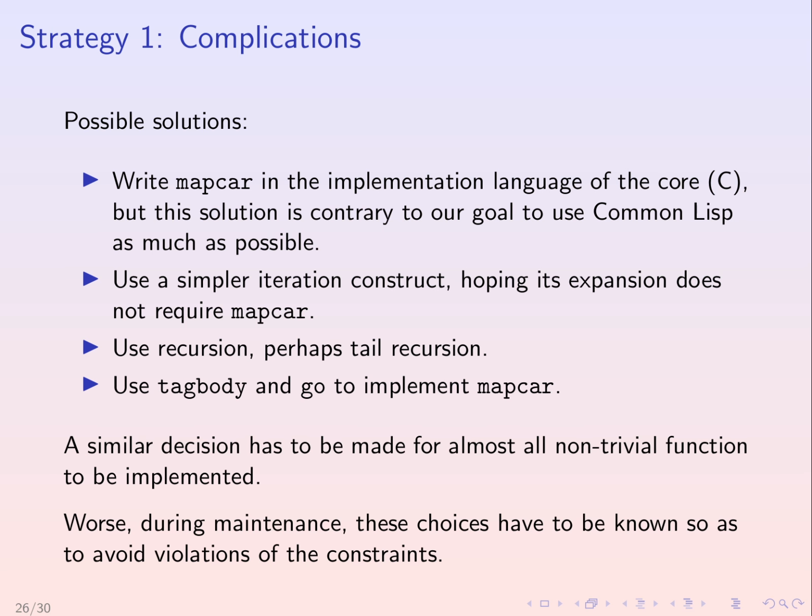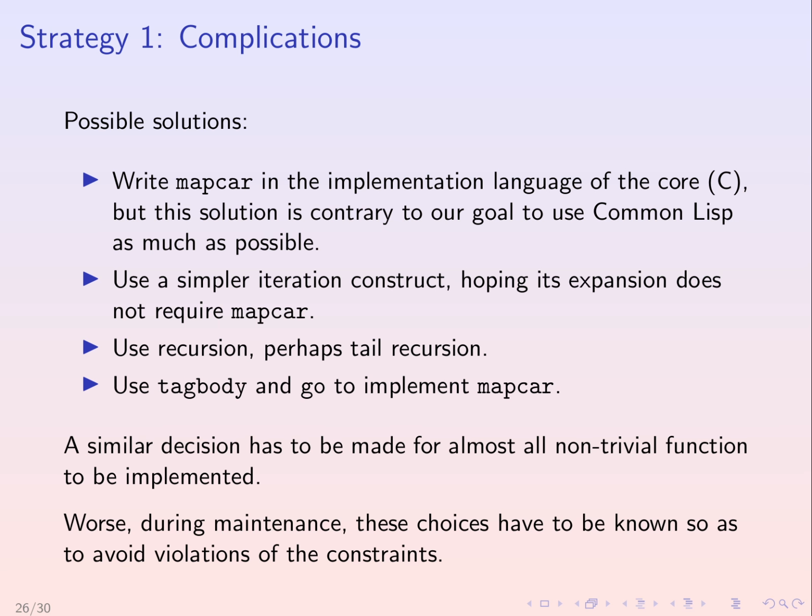Of course, each of these solutions is resulting in what I call unnatural code. So we would like for our code to be natural looking Common Lisp code. Each of these solutions has a problem that it's not natural looking Common Lisp code. The first one is not Common Lisp code at all. The second one might not be the best way of writing the code for mapcar, so it's looking strange. Certainly using recursion or tagbody and go directly is not the best implementation of mapcar.